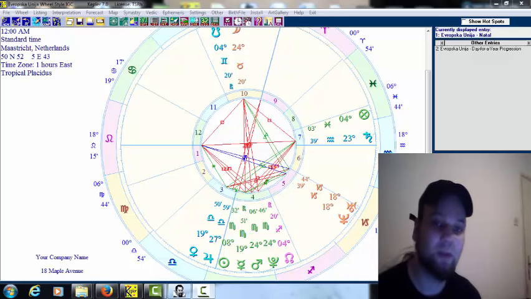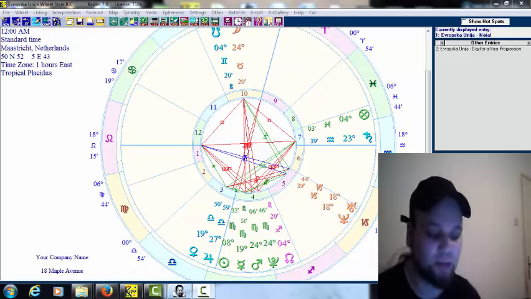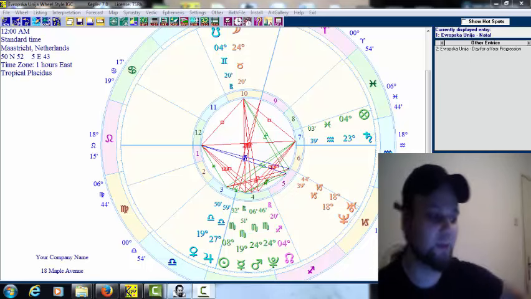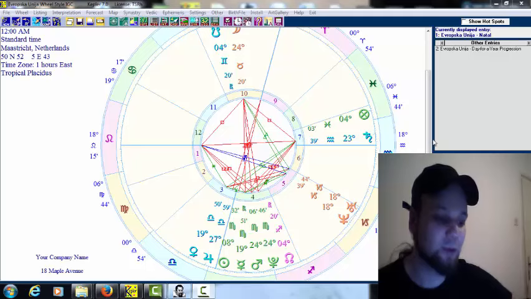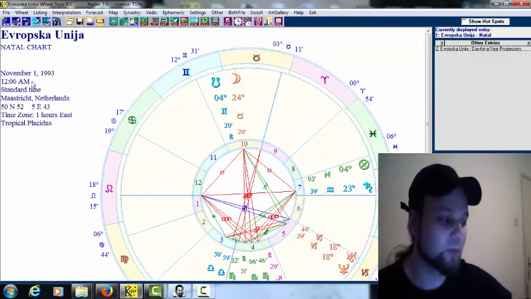Okay, in today's video we will show you the breakdown of the European Union through astrology, and for that we need an astrological chart. As you can see, we have here the astrological chart of the European Union. The foundation of the European Union was on the 1st of November 1993.